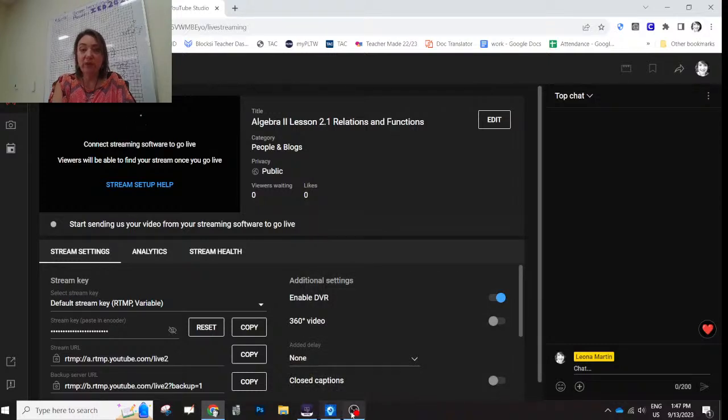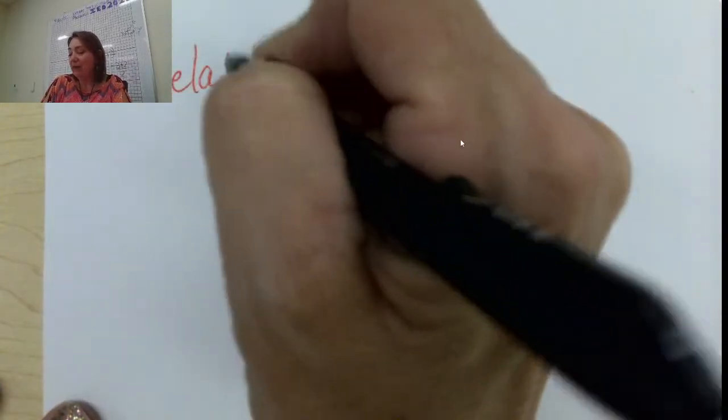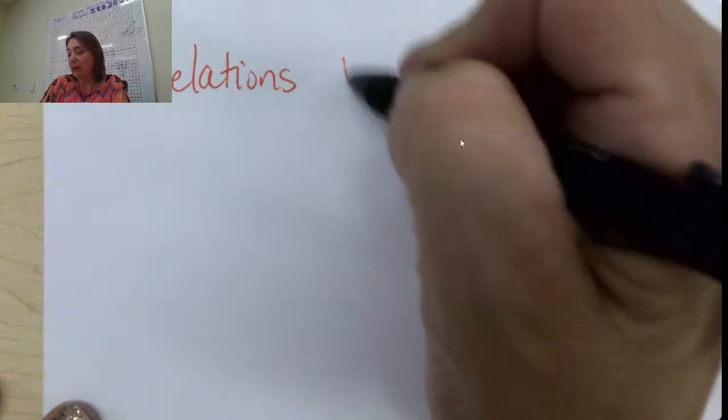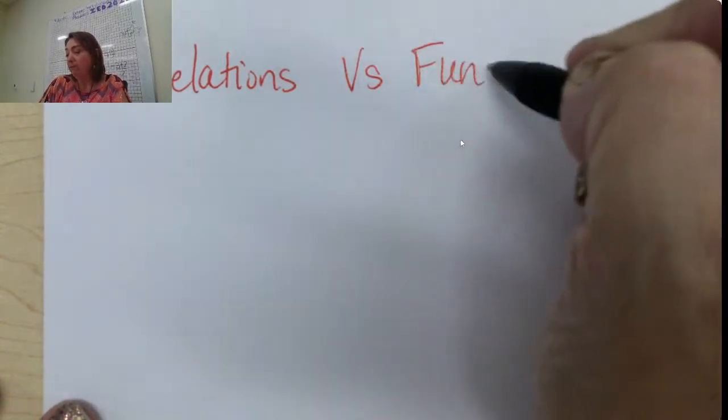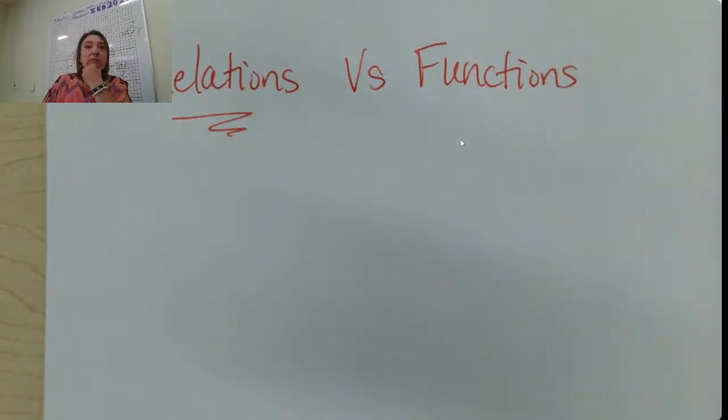Relations versus functions, okay? This is review stuff from Algebra 1, but we're going to go ahead and talk about it because I don't want to assume anybody knows it and then find out later that you don't know what I'm talking about. Here's the deal: everything is a relation. Anytime you're talking about two different variables, two different things involved, that's a relation.